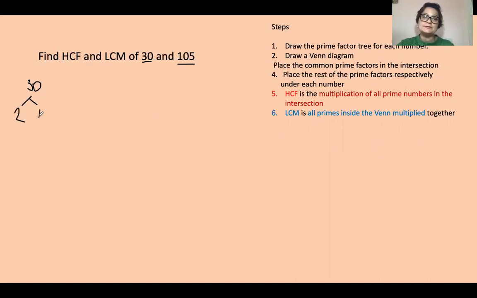So 2 and the 15. 2 is a prime, so I'm going to not forget to circle it. There you go. 15, because we circle the primes, remember? And 15 is a multiple of 3 and a 5. So there you go. These are the prime factors of 15. We circle both of them. And we do exactly the same thing with number 105 on the other side.